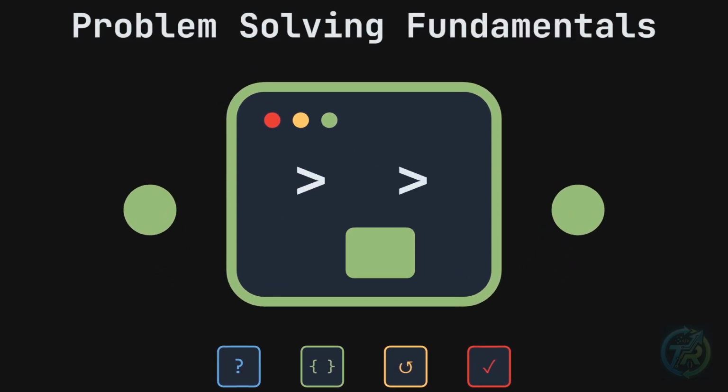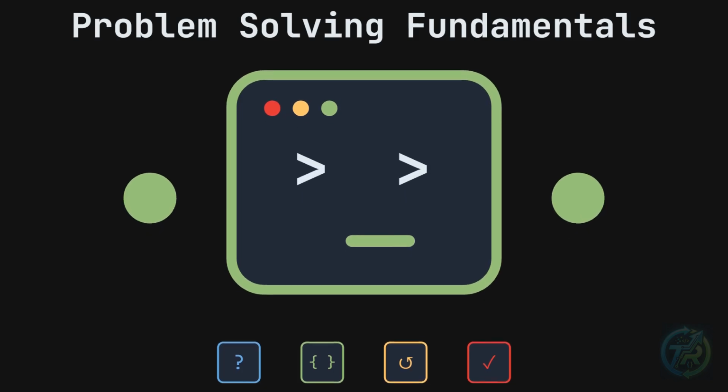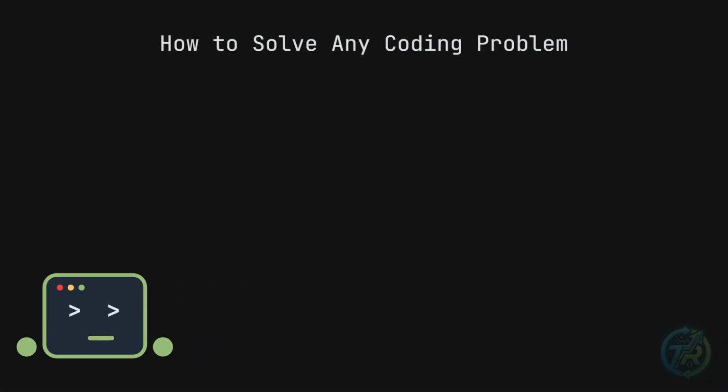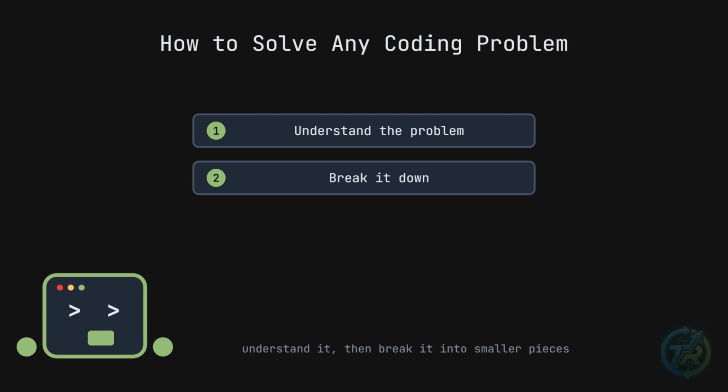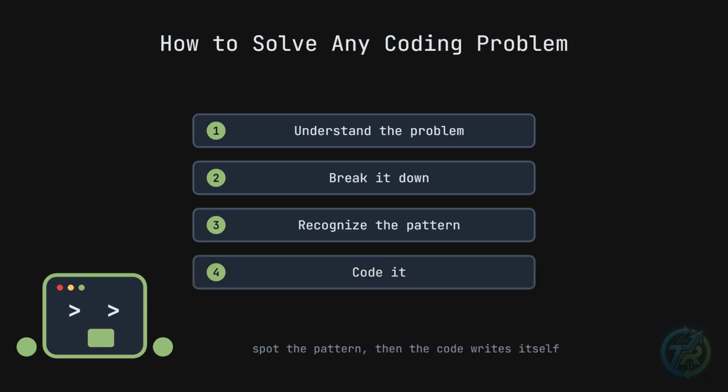Every hard coding problem breaks down the same way. Let's learn how. In this course, we're covering how to actually solve problems, not just memorize solutions. Understand what's being asked, then break it into smaller pieces. Spot the pattern hiding underneath, and the code almost writes itself. We'll cover two pointers, sliding window, hash maps, recursion and backtracking, sorting and greedy, and graph traversal.